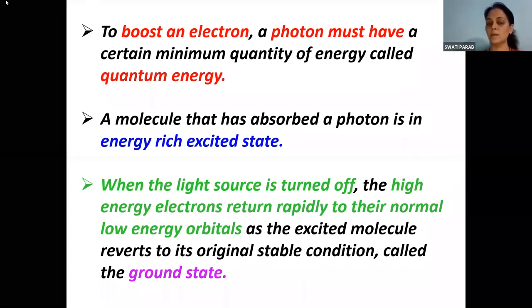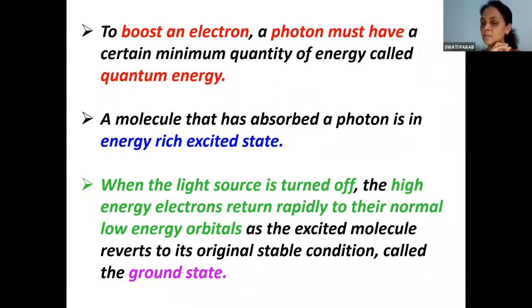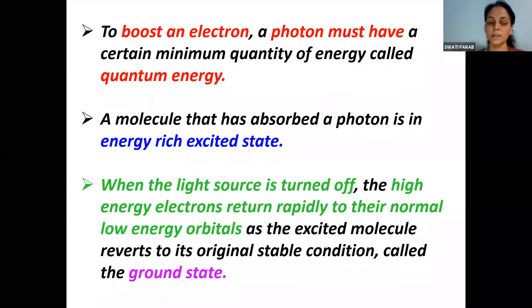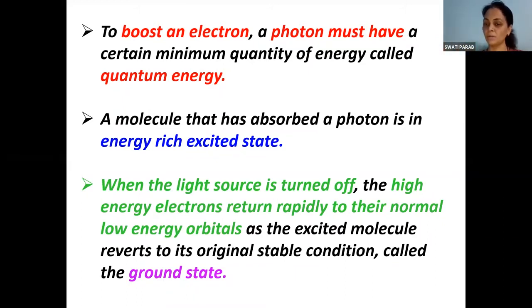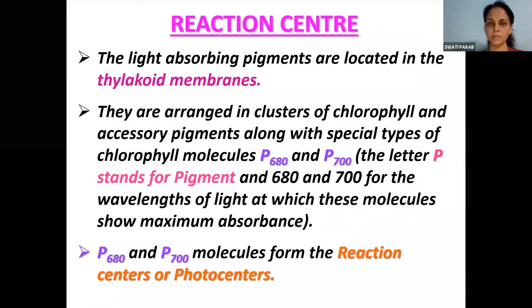Then we know what an excited state of an electron is. When light energy reaches chlorophyll A, it gets excited and emits one electron, and at that time it is in an excited state. When chlorophyll A is not receiving any light energy, it is in its original stable condition, which is the ground state. As soon as it receives light energy, it becomes excited and emits an electron. No need to write this, we have done it earlier.